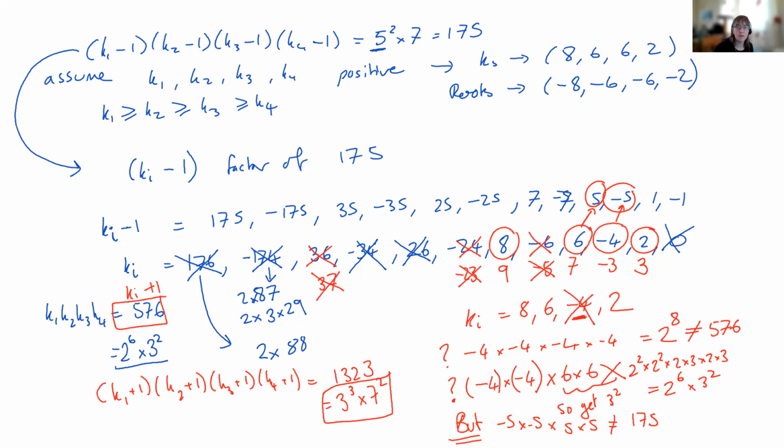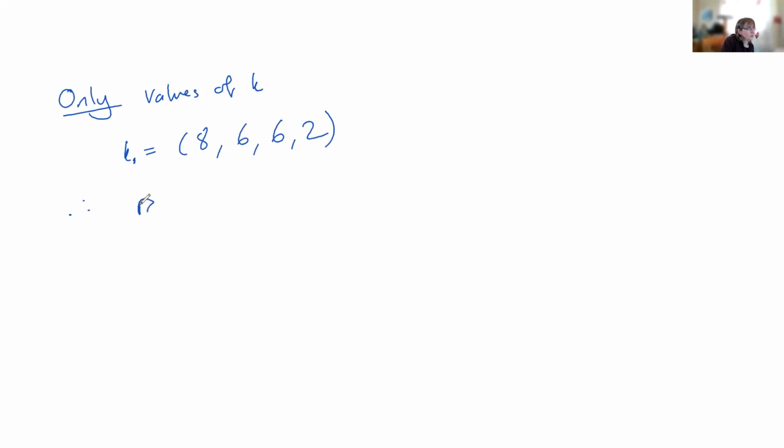Therefore, the only values of k are k equals 8, 6, 6, and 2. Therefore, the roots are minus 8, minus 6, minus 6, and minus 2.